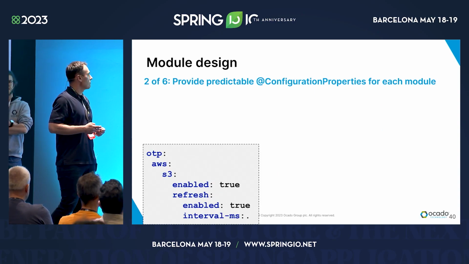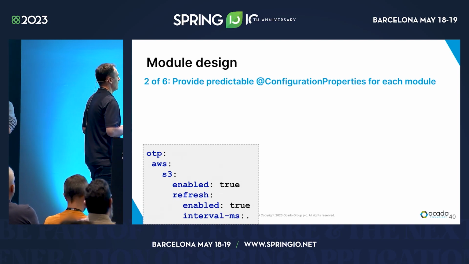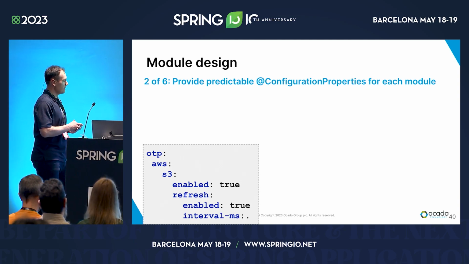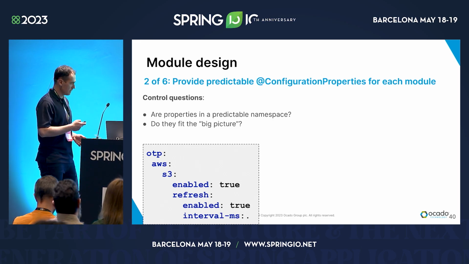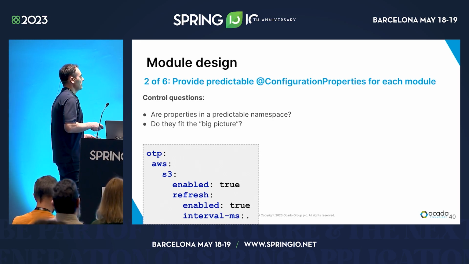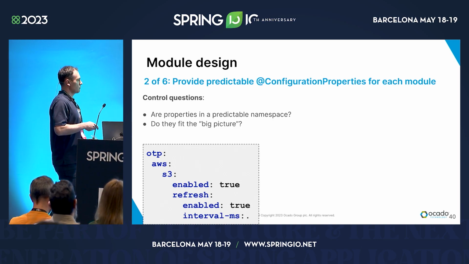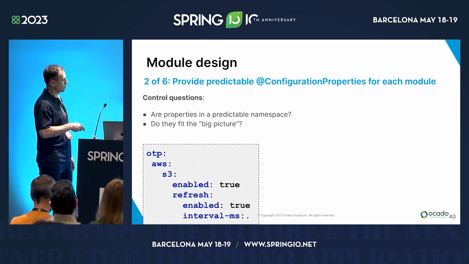A second rule: providing predictable configuration properties. It can go wrong in many ways. We have to think up front about the namespace. Is the namespace okay? Does it fit my organization? What else is out there? Can I actually evolve my schema without breaking change? If I have done it wrong, saying refresh true here, then I cannot expand the tree, so I have to make room for new properties.